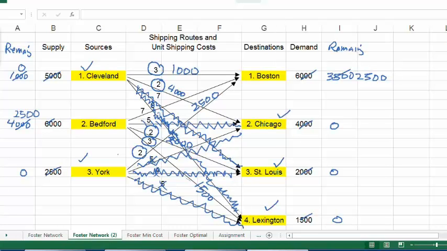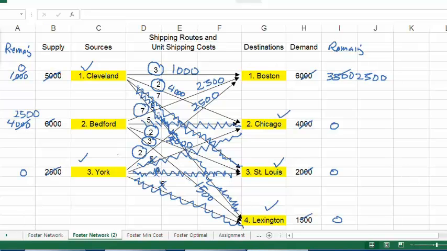So it looks like we have this one. 7? No, this is done. Oh, this one, right? So this one is available, and it's Bedford to Boston, 2. Oh, well, it worked out well. The 2,500 Boston needs, and 2,500 Bedford has. Well, that's great. So we're going to send Bedford to Boston 2,500.